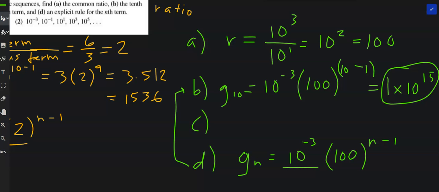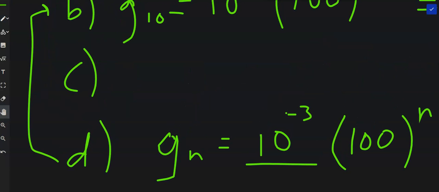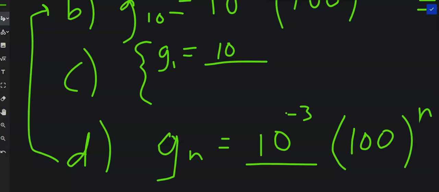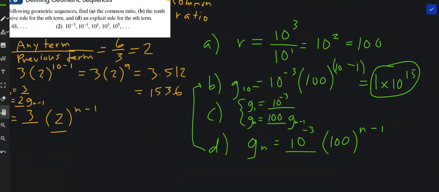C, the recursive formula. Stop moving around there. First term, that's the 10 to the negative third. The next term is equal to something times the previous term. What is it? 100. Hopefully that makes sense. I never like the order they ask those questions.